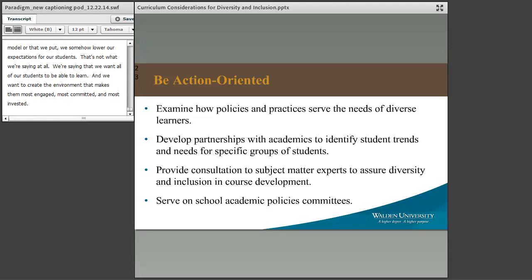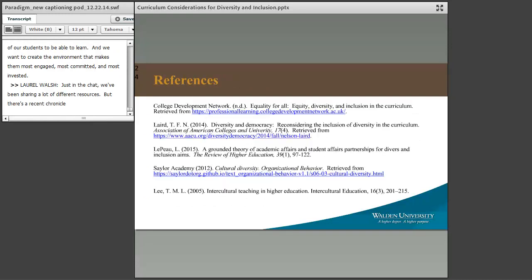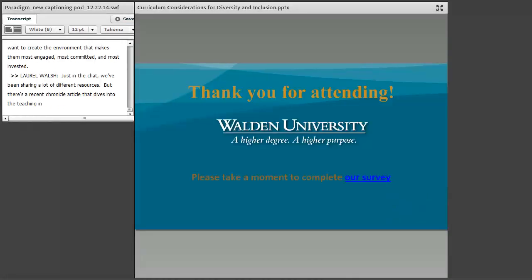And just in the chat, we as a group have been sharing a lot of different resources, but there's a recent Chronicle article that really dives into the case for inclusive teaching in higher ed. It's well worth a read. I put the link there. But it's just one of those things where the difference between treating each person equitably and equally can be something of a difficult ask.